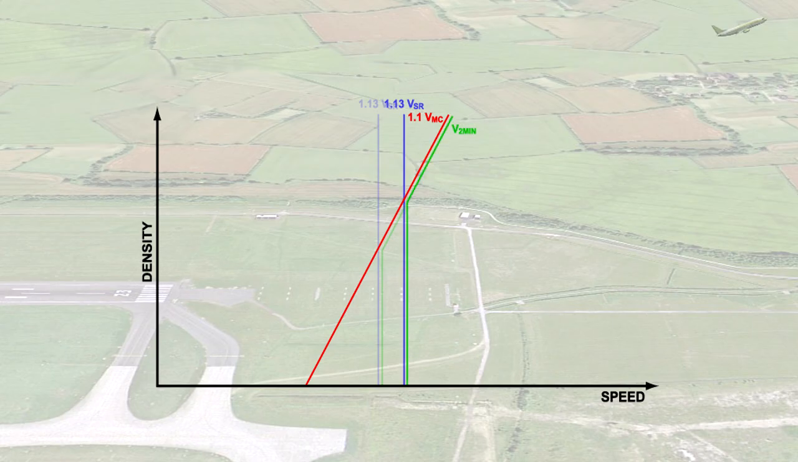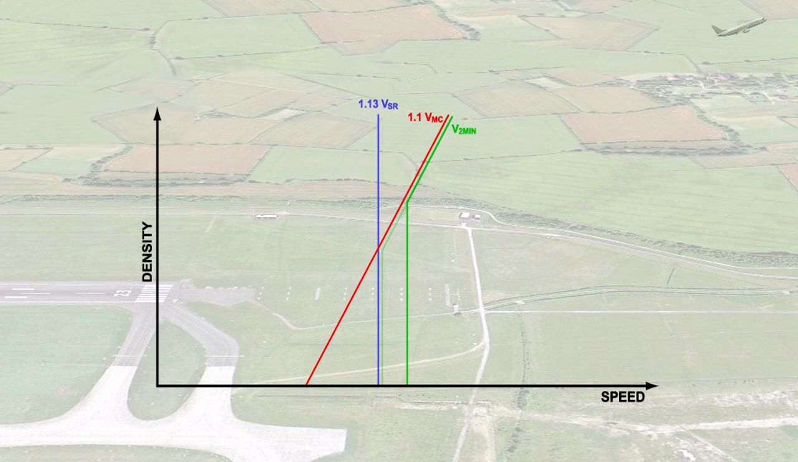Since V2 min is not allowed to be less than 1.13 VSR, then V2 min must increase to be at 1.13 VSR. From this we can see that with increasing mass, or with reducing flap angles, V2 min increases, which in turn increases V2.